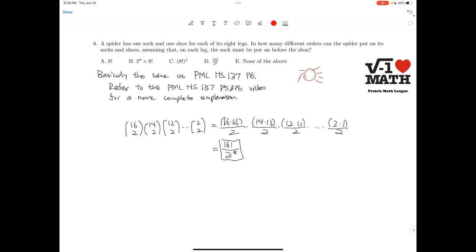So for the next problem, we have a spider with a bunch of socks and shoes, and specifically one sock and shoe for each of its 8 legs. How many orders can the spider put its socks and shoes on, such that the sock must be put on before the shoe?